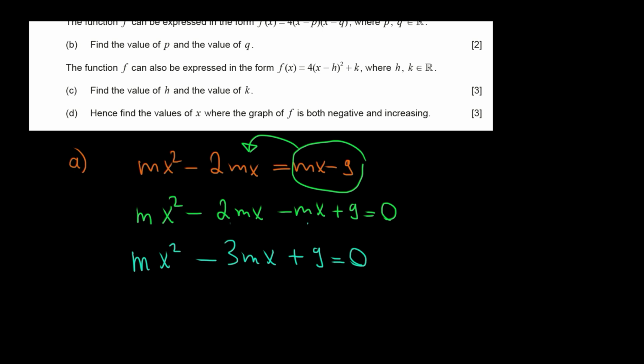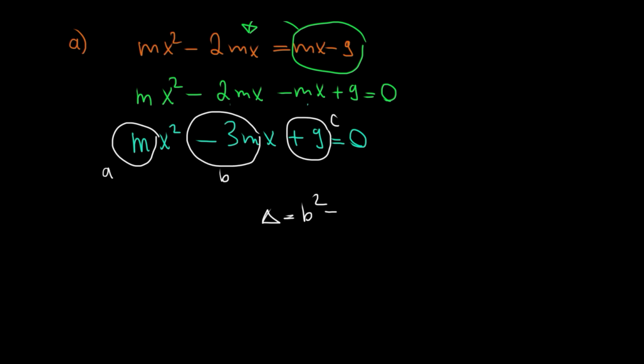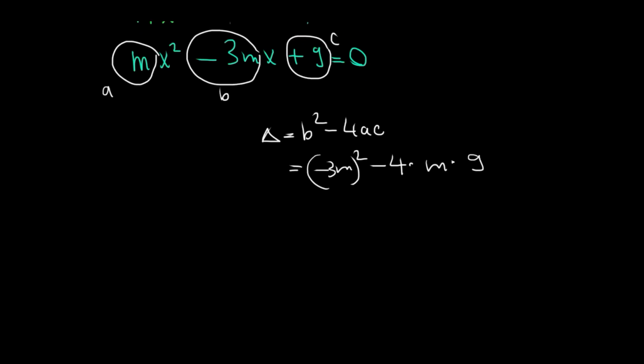Now let's approach this as a quadratic function. We have a, b, c. This is a as a coefficient, this is our b, this is our c. Let's work with the discriminant, b squared minus 4ac. That's going to be minus 3m to the power 2 minus 4 times a, which is m, times 9. Then keep solving. We have 9m squared minus 36m.